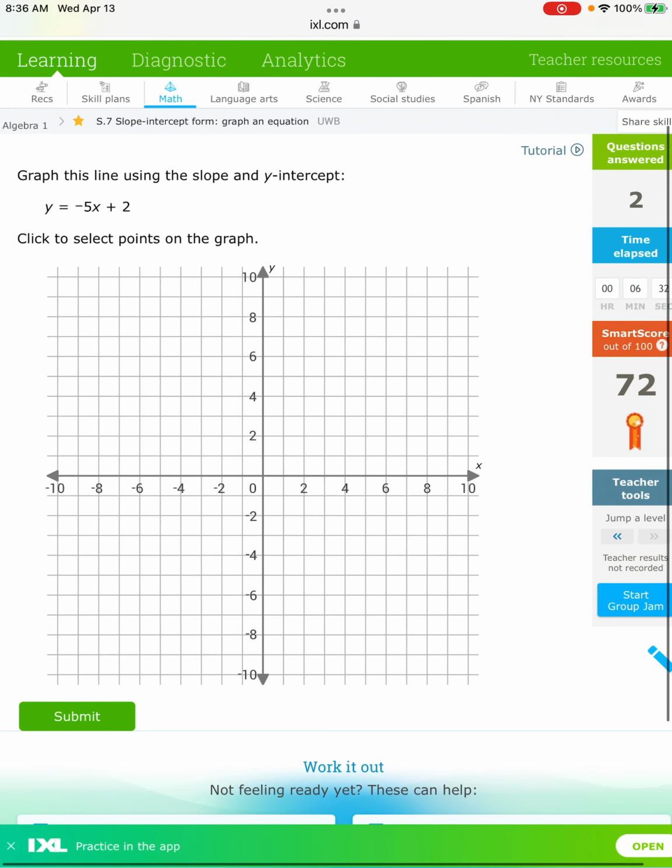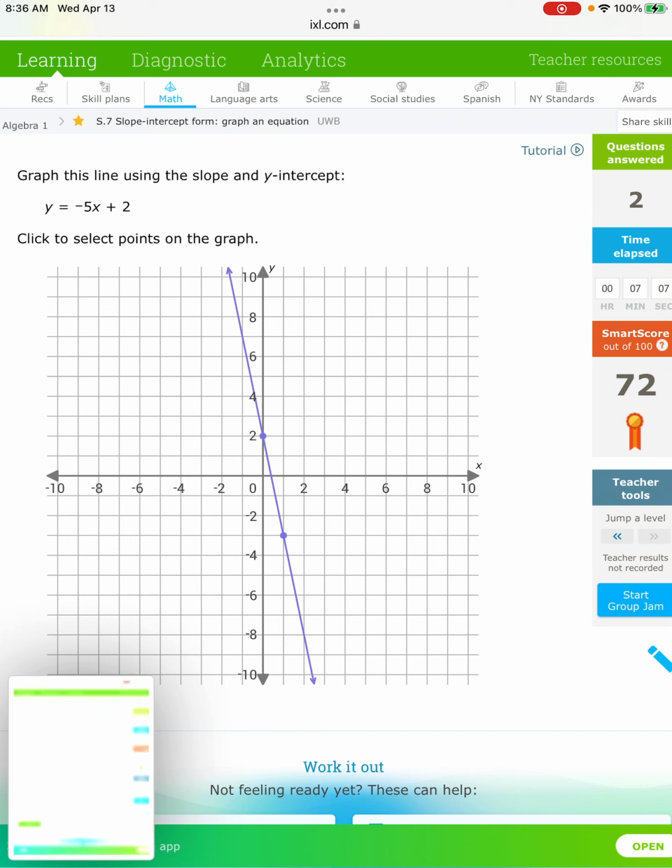So basically, that's it. Now, if the slope is just an integer, make it into a fraction. Let me show you what I mean. For this one, the y-intercept is a positive 2, and the slope is a negative 5. The way that I would make that into a fraction, I would just go negative 5 divided by 1. So that means I'm going to rise a negative 5, and then run 1. So I'm going to go down 5, 1, 2, 3, 4, 5, and then I'm going to go over 1.